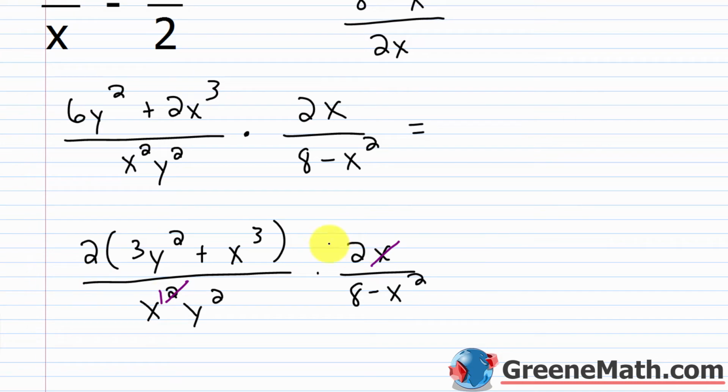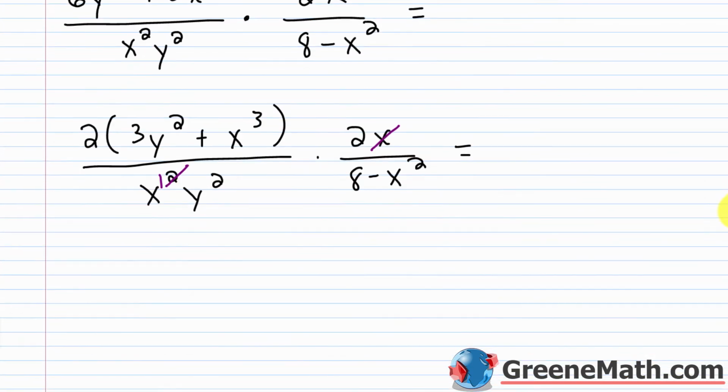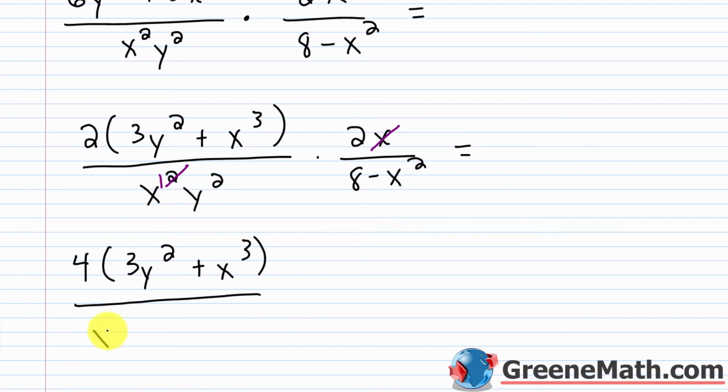Now, I multiply 2 times 2, I would get 4. So I can put this as 4 times that quantity, 3y squared plus x cubed, and then over, I would have xy squared times the quantity 8 minus x squared. Now, your teacher may let you leave it in this format. In most cases, that's what I would do. But she might also want you to get a little practice and use your distributive property.